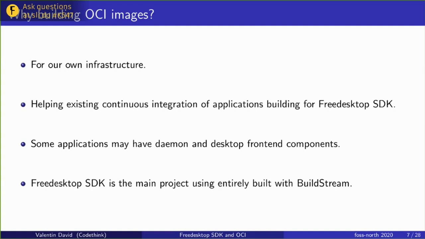We know that some existing CI that builds existing desktop applications uses Docker or a similar container system, and we need to. It's a good idea to provide Docker or OCI images for those systems so that people can do a migration that is quite smooth, so that they can build their desktop application against our Freedesktop SDK so that it can run safely on the runtime of the Freedesktop SDK.